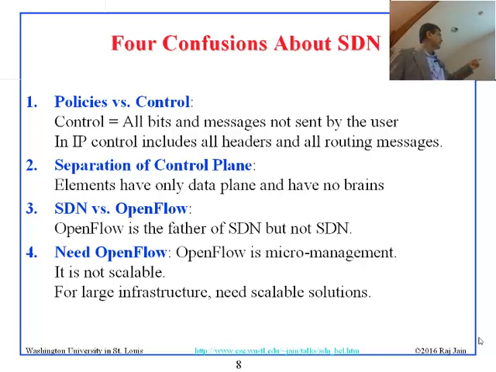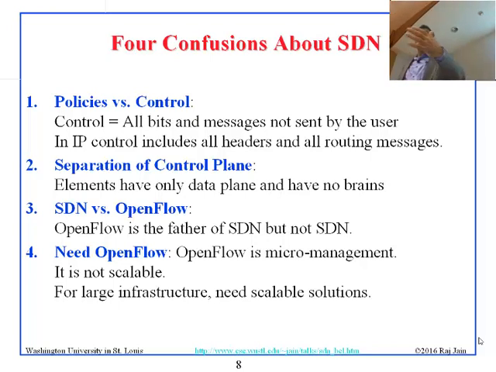Okay? And then some people confuse that we need OpenFlow, and I will show you in a minute. OpenFlow is micromanagement. Basically what happens in OpenFlow is you send a table to every router or every switch, and the table is very detailed. It says if the header looks like this, then handle the packet this way, and the table is very big because the header could be millions of different ways.